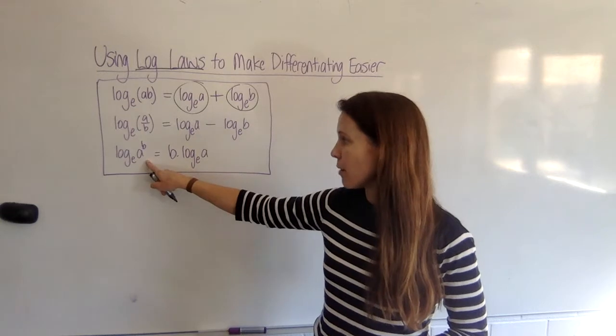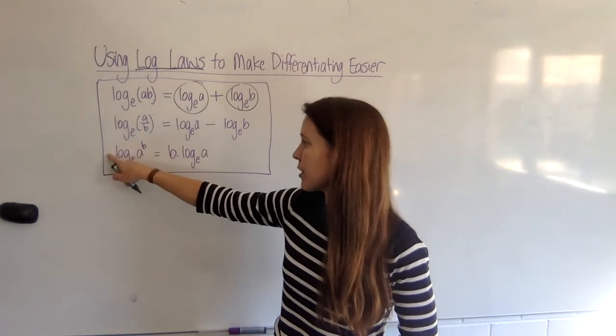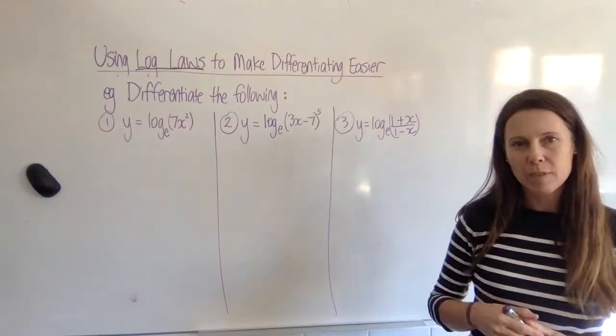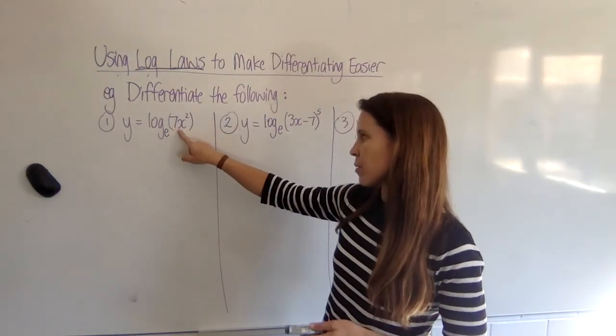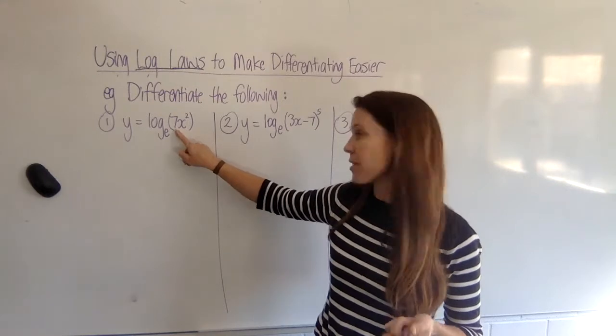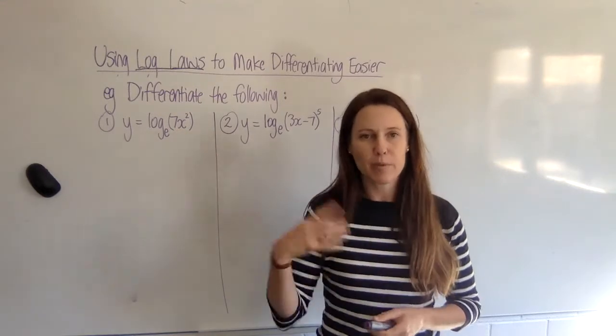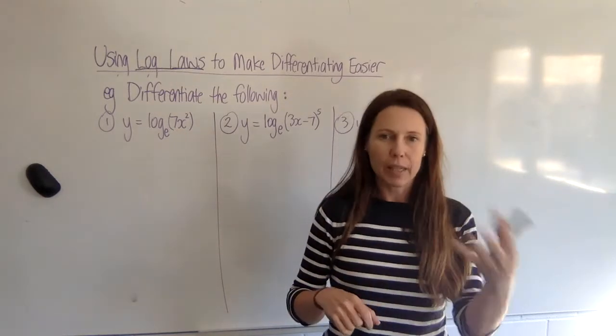And down here we have the power law. We know that this number can float down the front or vice versa. So here's a few examples. Now in this first one, we can simplify this by noting that the thing that we're taking the log of is 7x squared, and that's made up of 7 multiplied by x squared.